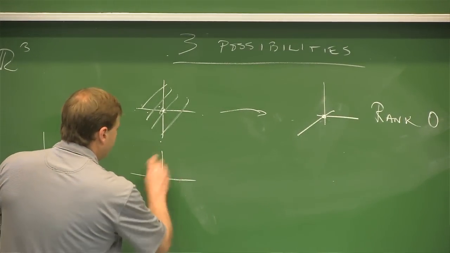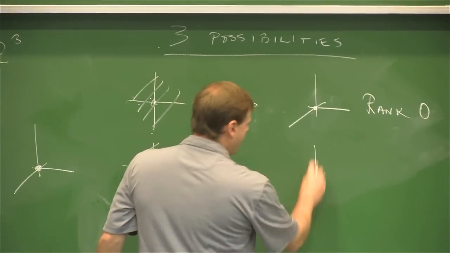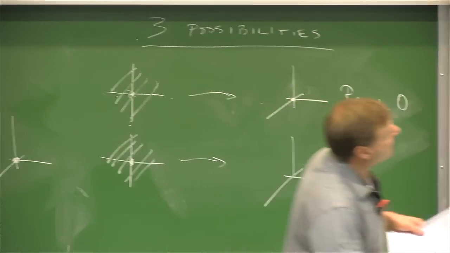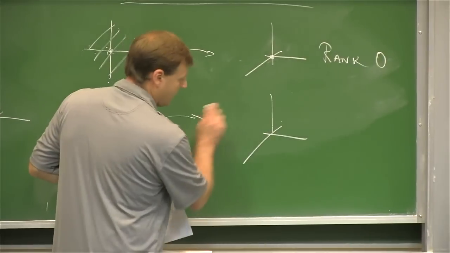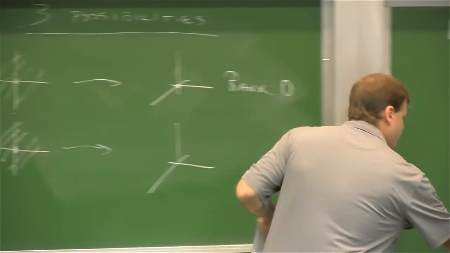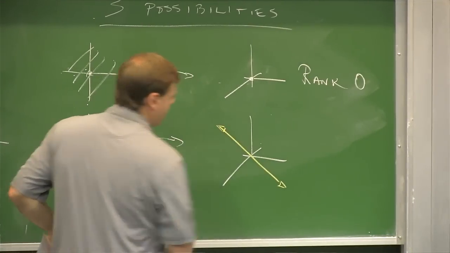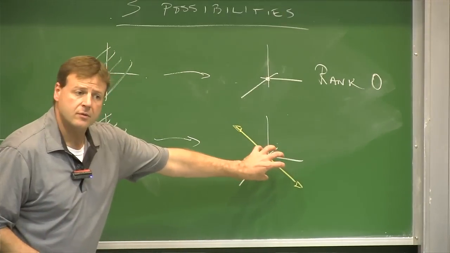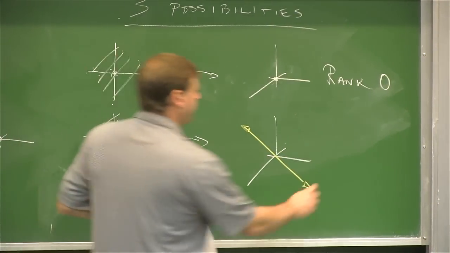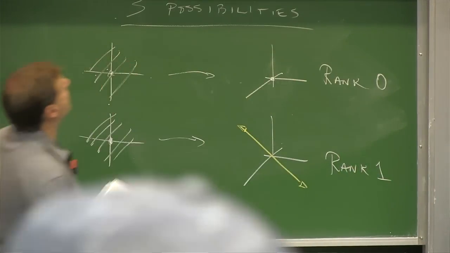Then we could have the possibility where, just like over here, it could have sent the 2-dimensional space into a line. But now our line is in this 3-dimensional space. So I might want to draw it like that. So everything here gets mapped down to one line. So that's rank 1.